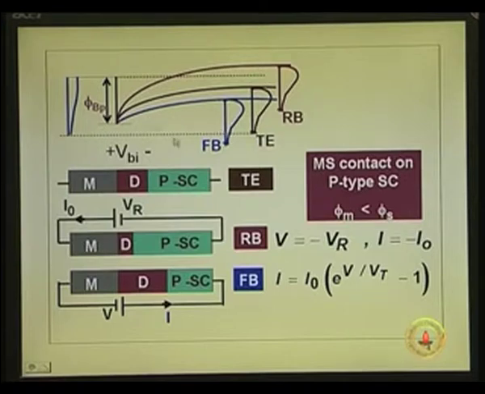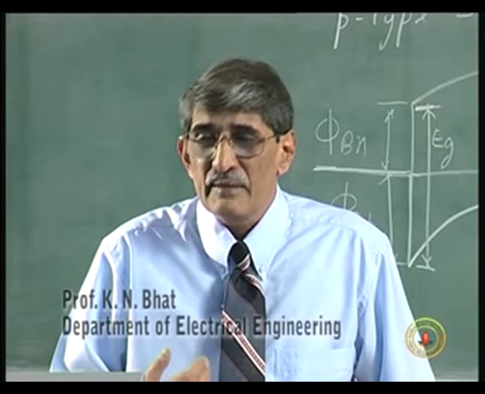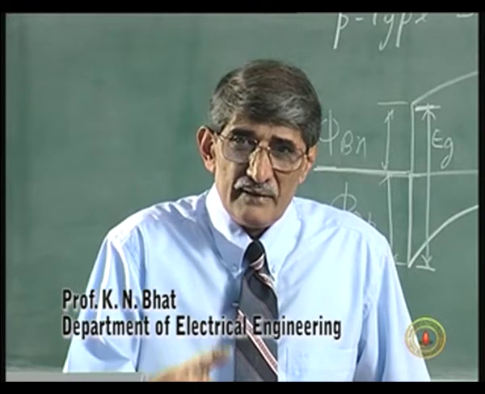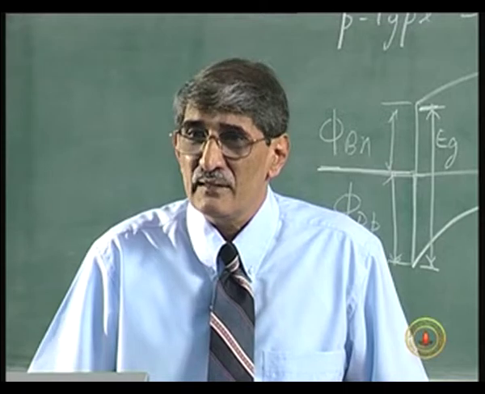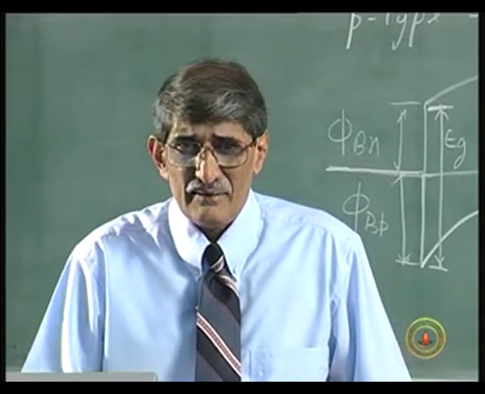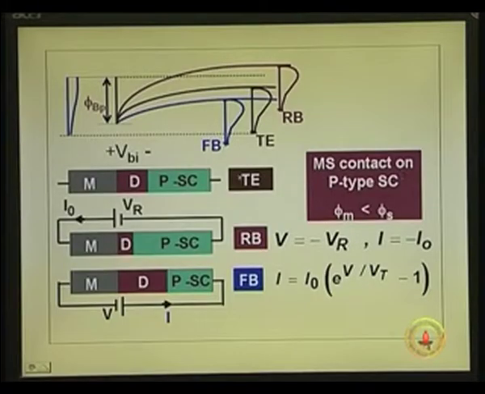Phi Bp minus difference between the valence band and the Fermi level. In the case of phi Bn, n-type material, the built-in potential is phi Bn, Ec minus Ef. Here phi Bp, Ef minus Ev, similar thing, okay. So, I do not have to reiterate that.